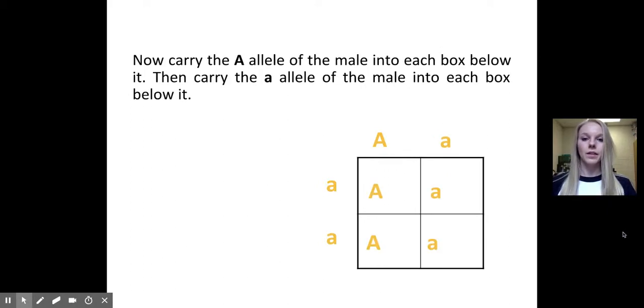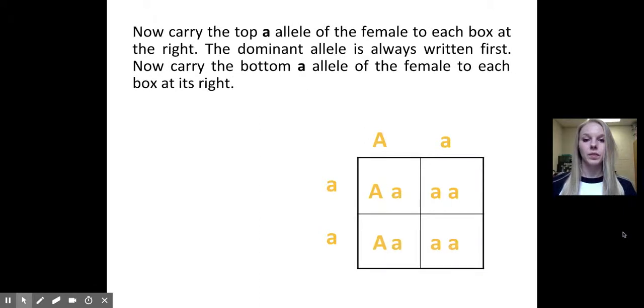Now you're going to carry the big A of the male allele into each box below, and carry the little a allele of the male into each box below. Once you finish the male, do the female. Carry the little a allele at the top to the next two boxes over to the right, and the bottom little a, the next two boxes over to the right. And this is going to fill in the different combinations that we have for our offspring.